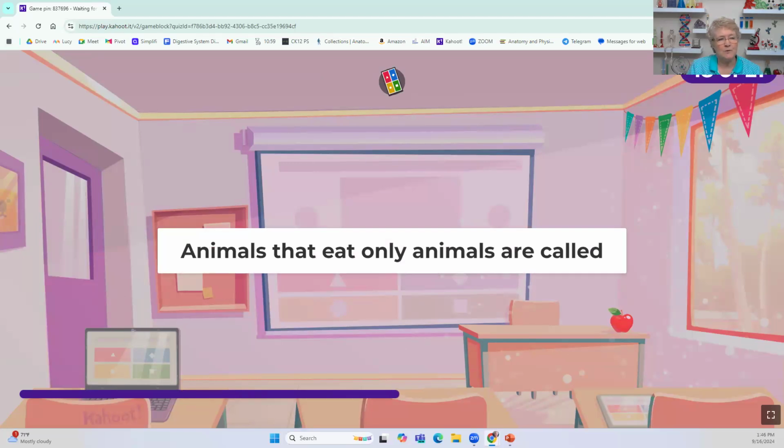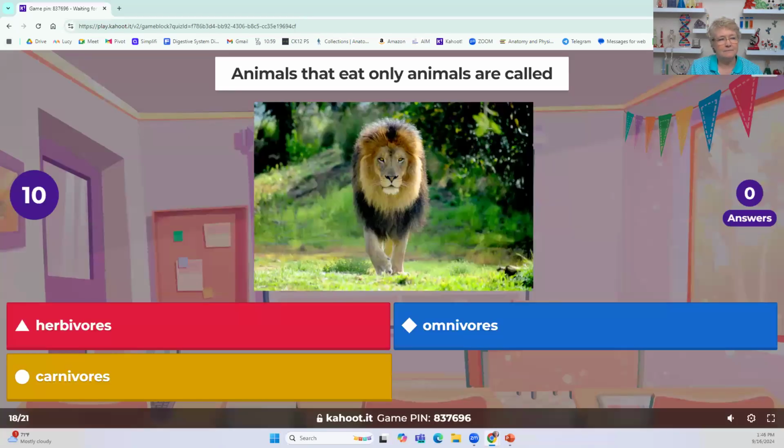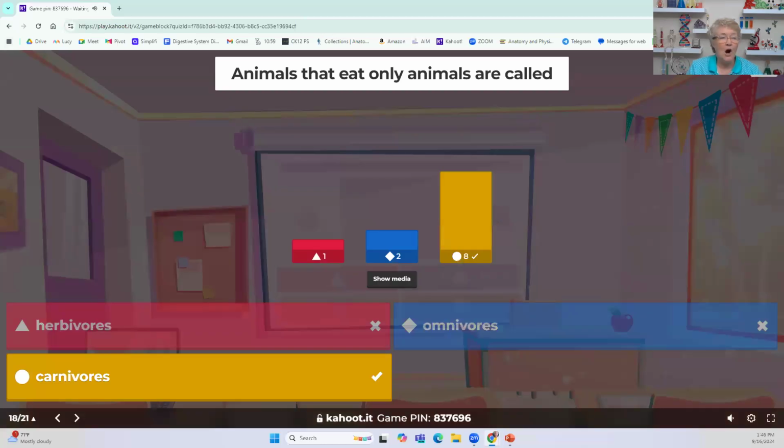Animals that eat only animals are called carnivores. Carnivores. At the same time, there are times that carnivores will eat a plant. You know, they'll eat some plant matter that might be stuck to or on the animal that they're eating. It's just that they have a very short digestive system because it's really easy to get the nutrients out of other animals. So they don't need a very long digestive system to do that.